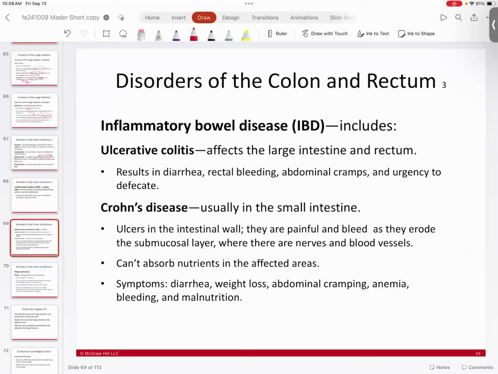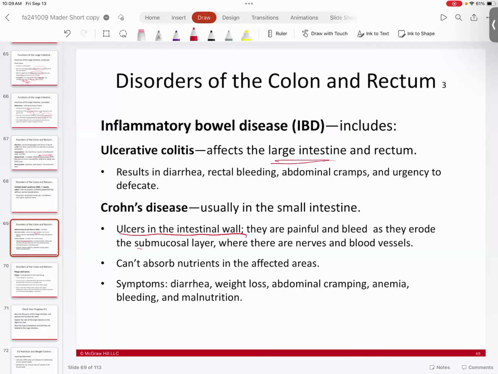IBD, we also talked about this one already. A couple of things fall under IBD, inflammatory bowel disease. Ulcerative colitis is essentially an issue of the large intestines and the rectum. This will result in rectal bleeding, where you have bleeding ulcers, diarrhea, things like that. Crohn's disease, usually it's a small intestine thing. This is where you have ulcers in the intestinal wall. They're typically painful and bleeding.